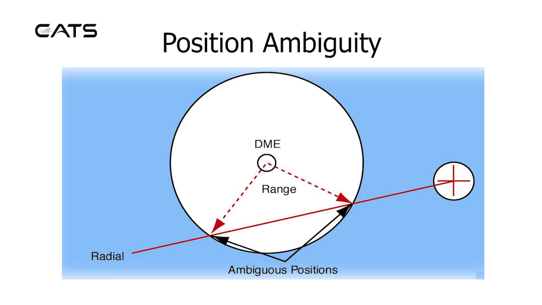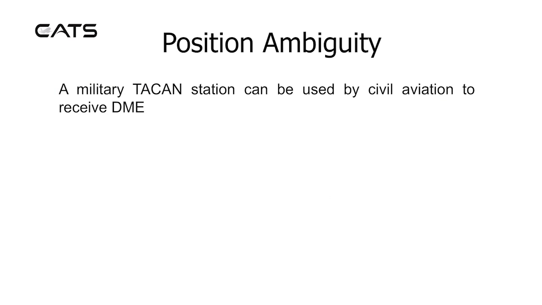Position ambiguity. With a DME and one radial from the aircraft, there are two possible position points on the circle from the DME where the aircraft could be. TACAN. Tactical aid to air navigation. A military TACAN can be used by civilian aviation to receive DME.